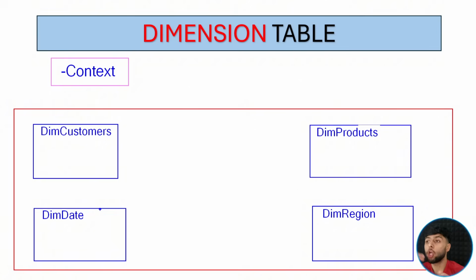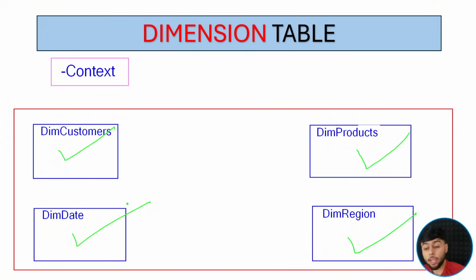For example, you want to find the revenue by customer. This is your go-to table. You want to find revenue by region. This is your go-to table. You want to find revenue by product or product category. This is your go-to table. You want to find revenue by month. This is your go-to table.